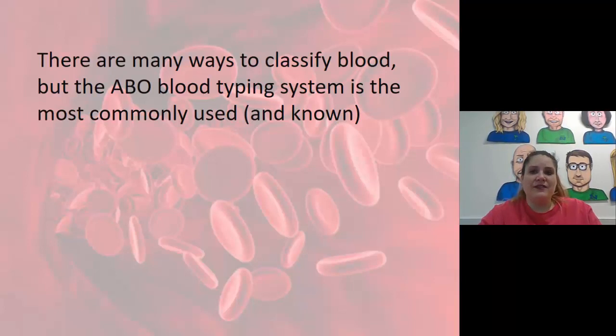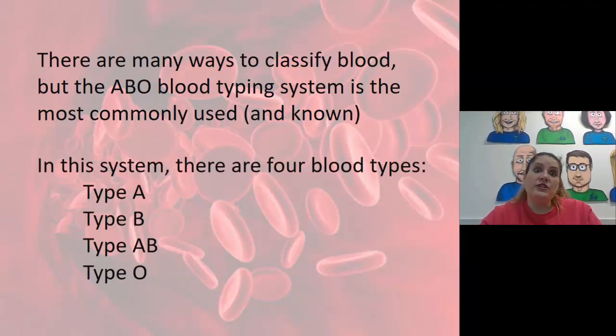So, blood typing. There are lots of different ways to classify blood, but the ABO blood typing system is the most commonly used, and it's the one that's most commonly known. You guys have heard about somebody who's like A positive or B negative or something like that. So there are 4 different blood types in the ABO system. You could be type A, you could be type B, you could be type AB, or you could be type O.